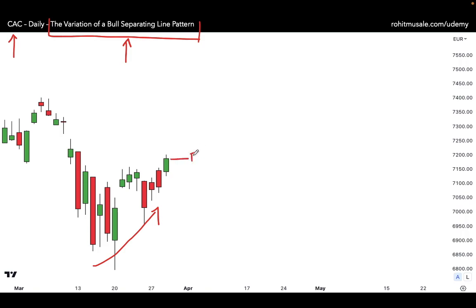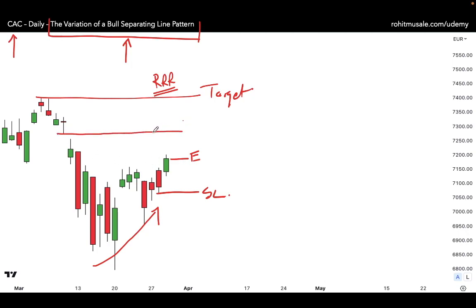So that becomes your entry point, that would become your stop loss, and that would become your target. So not a great reward to risk ratio. However, we know that for a continuation trade, you cannot expect a very high reward to risk ratio, because the probability that the trade will go in your favor is very high, since you are getting into a continuation trade. The only problem with this trade is this falling window, which will act as a resistance.